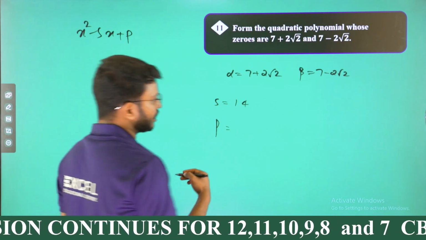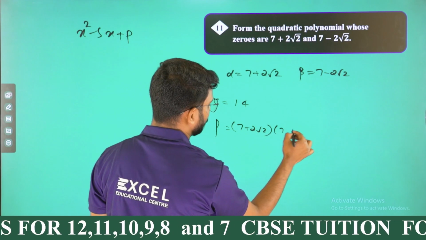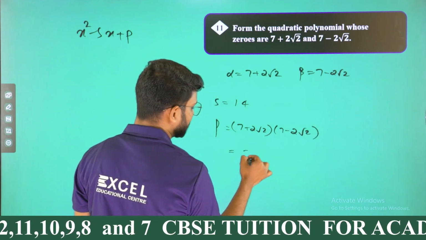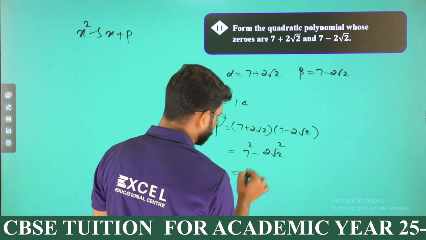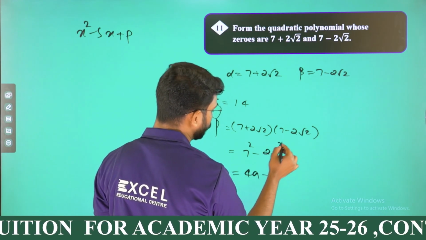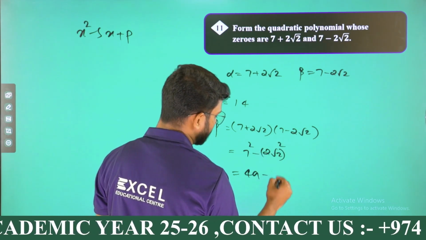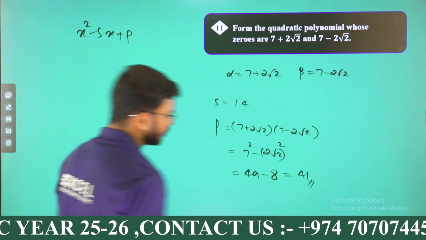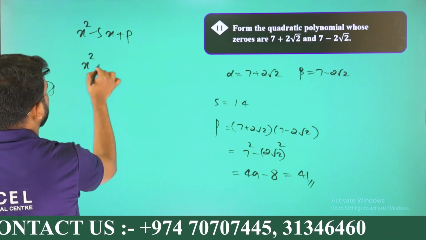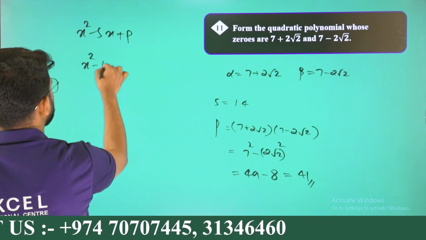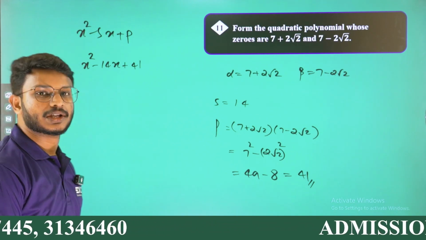And for the product we can use a plus b into a minus b, right? So 7 plus 2 root 2 into 7 minus 2 root 2, which is equal to 7 squared minus 2 root 2 the whole squared. So 49 minus 2 root 2 the whole squared. So 2 squared becomes 4, root 2 squared becomes 2. So 4 2s are 8. So 41 remains. We have to form a quadratic equation, right? So this is the general form. So x squared minus the sum 14x plus the product 41, right? Yes. Okay, so next question.